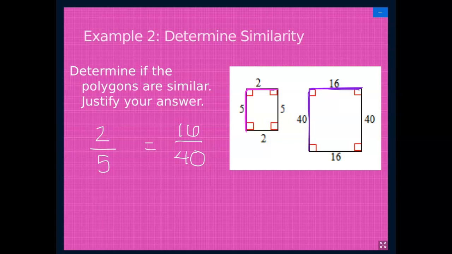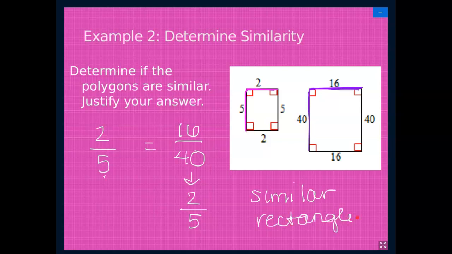So what we need to do is simplify that fraction. So 16 divides by 8. 40 divides by 8. So that fraction reduces to 2/5, which is the other side length ratio. It's already in simplified form. So 2/5 is to 2/5. Therefore, they are similar rectangles. This is all coming back to us from last year.